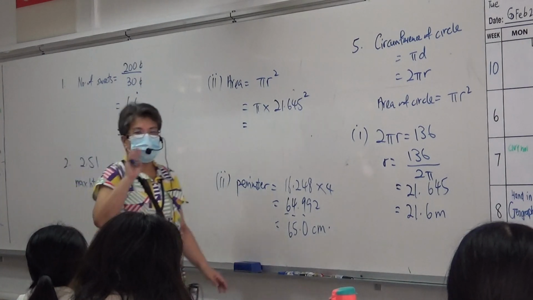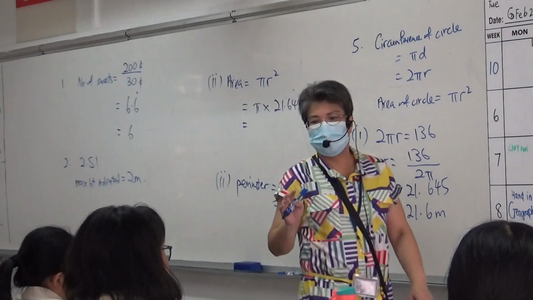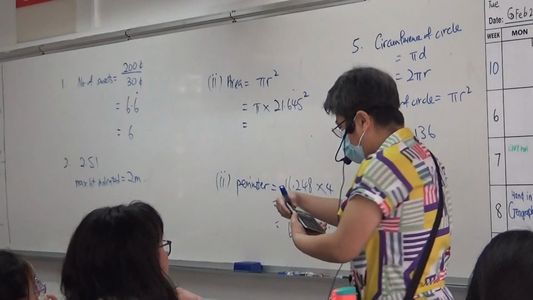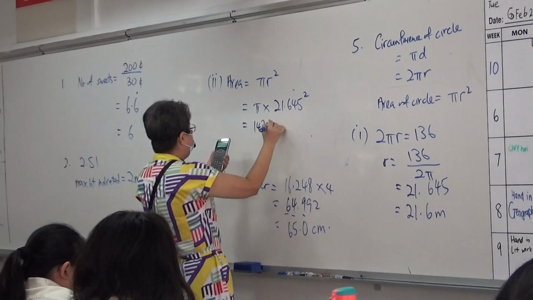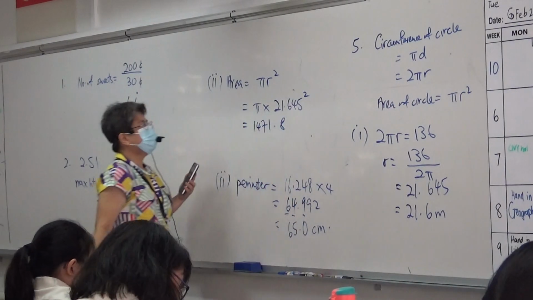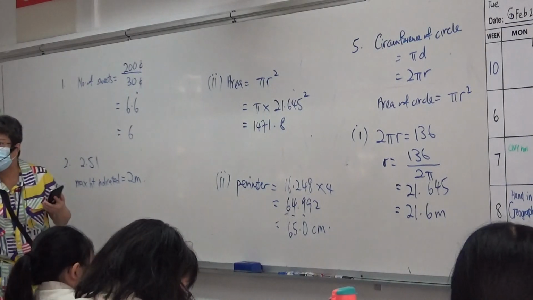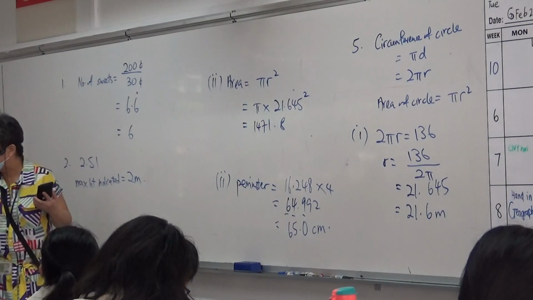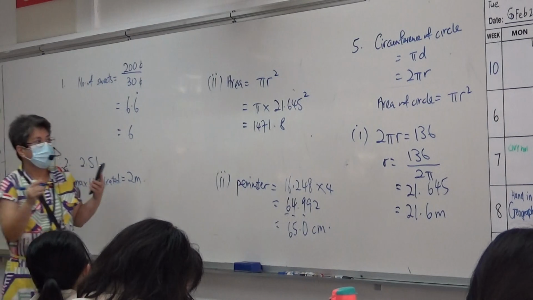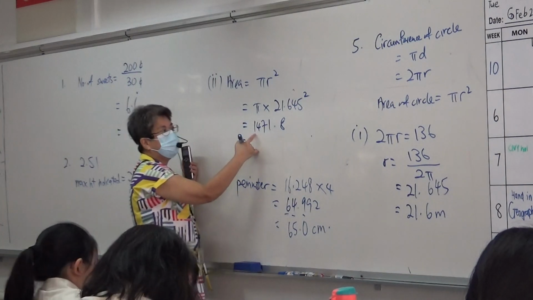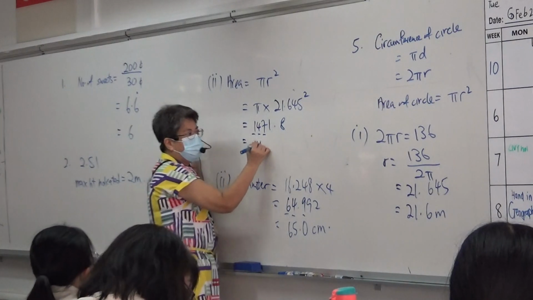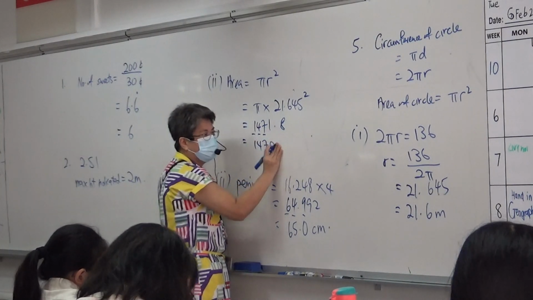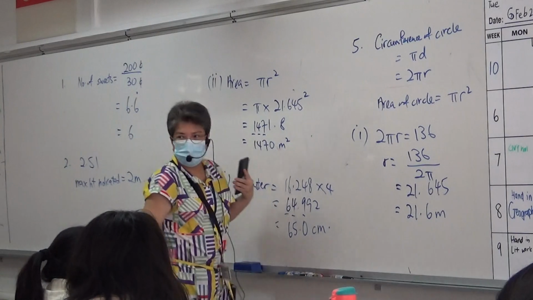It's a lot of digits because pi is an irrational number. 1471.8, right? If I truncate it to 5 significant figures, okay. So this will become 1, 2, 3. 3 significant figures. What should it be? 1470 meters.